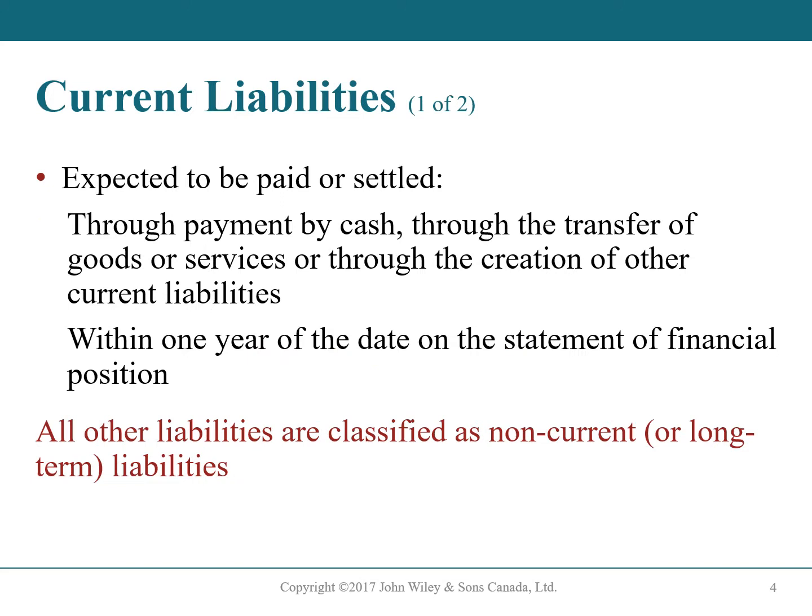A current liability is a liability that will be paid or settled within 1 year from the date on the statement of financial position. A current liability is settled through payments by cash, through the transfer of goods or services, or through the creation of other current liabilities. Most companies pay current liabilities with current assets, such as cash, rather than by creating other liabilities. All other liabilities are classified as non-current or long-term liabilities.